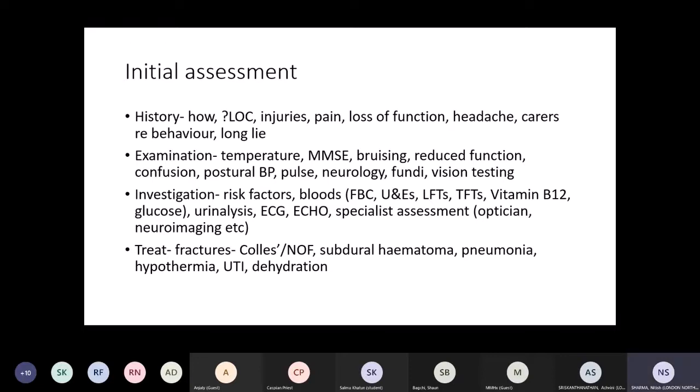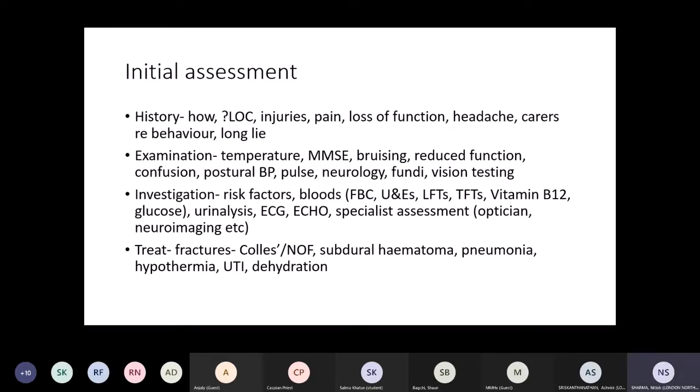Then you go on to examination. Temperature, very important, because sepsis is one of the most common causes of falls. And if there's a temperature spike, you could start thinking of sepsis as a common reason for falls. Then bruising, a reduced function. Bruising is important to look out for any injuries.